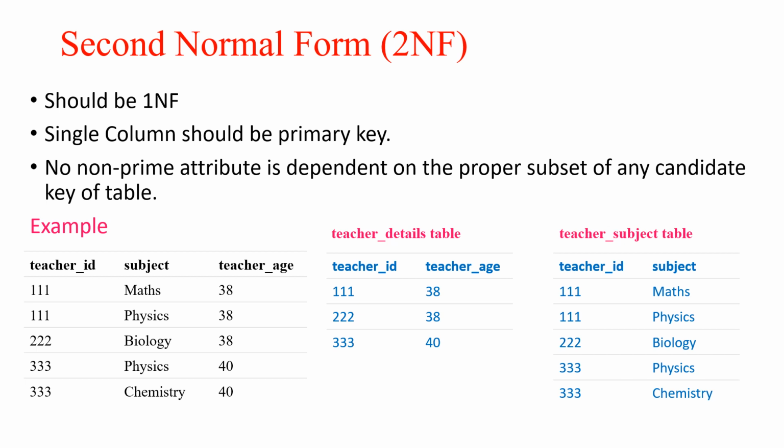So here the teacher ID is the primary key, where we have stored the teacher's age. Based on the teacher ID, in the teacher subject table, we have the subject. So based upon this, we can retrieve the teacher's age from the table. So this satisfies the second normal form.